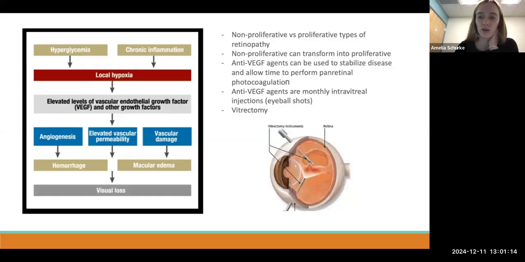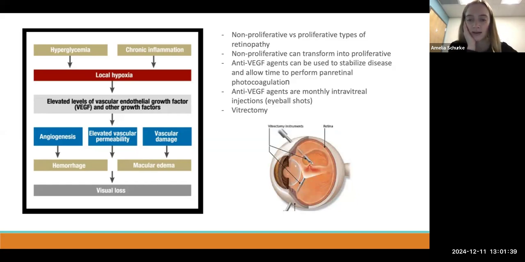There's a few things you can do to treat this. Certainly, we would want to prevent it in the first place by making sure that our diabetic patients have their A1C under control, but we do our best. The first treatment is an eyeball shot with this medicine called anti-VEGF. It's a monthly injection that they shoot into your eyeball.